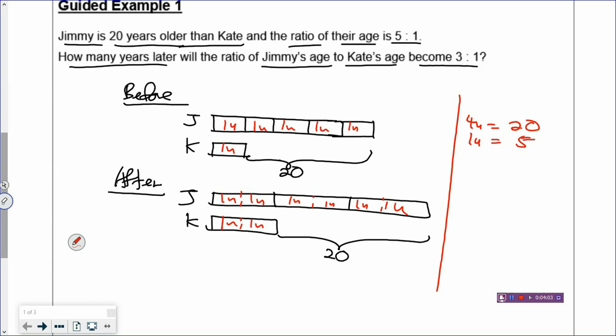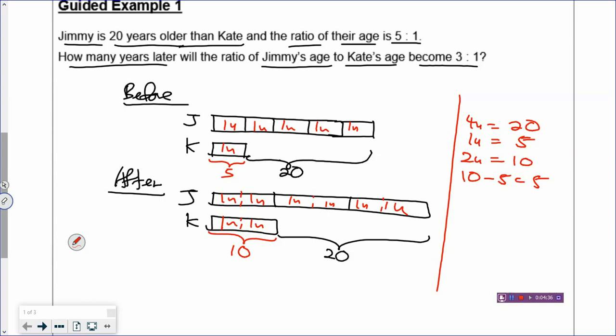Can you find how old Katie is now? That is 1 unit, which is 5 years. Then how old will Katie be in the future? That will be 2 units, so 2 units means 10. Katie will be 10 years old some years later. How many years later will Katie be 10 years old? You just take 10 minus 5. So in 5 years' time, Katie will be 10 years old.